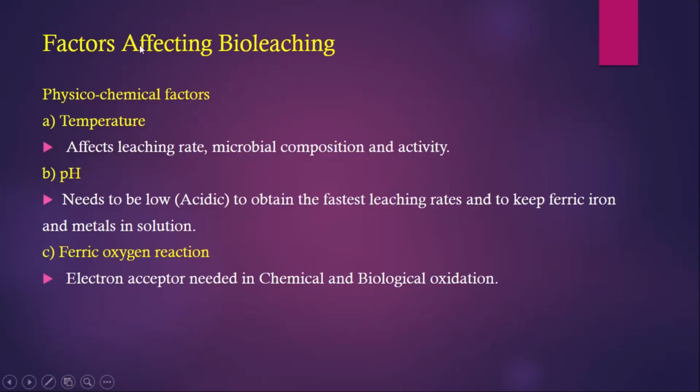Let's see factors affecting bioleaching process. In physicochemical factors, temperature affects leaching rate, microbial activity and composition. The pH needs to be acidic to obtain the fast leaching rate and to keep ferric and metal ions in solution. In ferric oxygen reaction, the electron acceptors are required for chemical and biological oxidation.